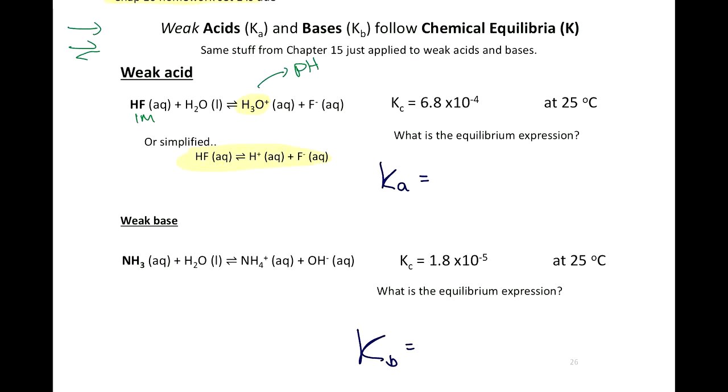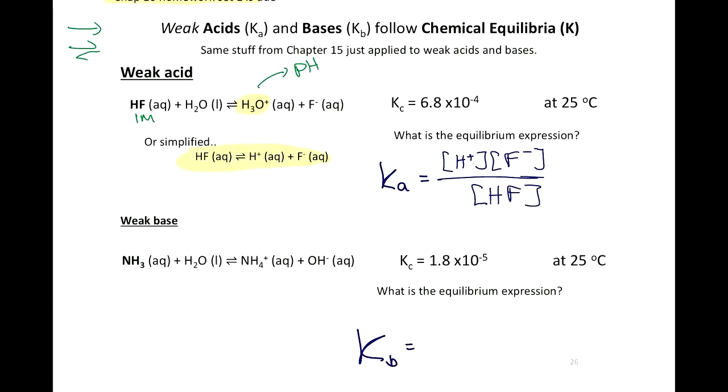K expressions are always what over what? Products over reactants. It's no different. So what goes in my numerator? H+, F-, over HF. No different than chapter 15. Products over reactants. If you write the K expression for the first one as well, you'll get the same thing because water is not in the expression at all.